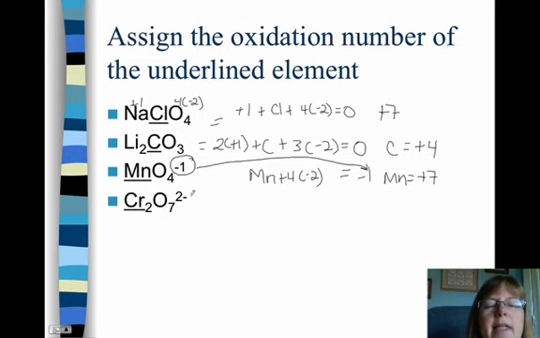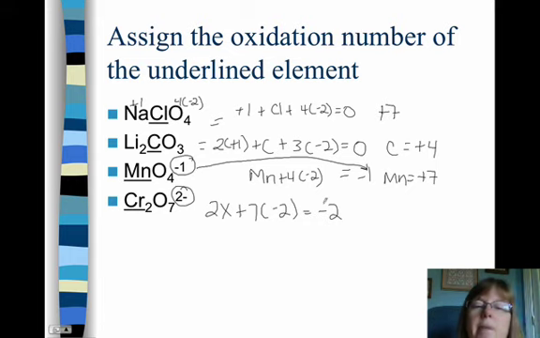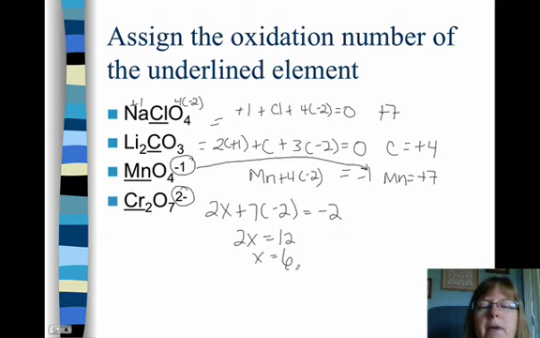And last but not least, again, another polyatomic ion. This one's called dichromate. We have 2 chromiums. We would like to know what the charge is on those chromiums. We have 7 oxygens, each are -2, and everything has to equal -2. All right, and so we've got 2x being equal to 12, and so chromium's oxidation number is 6.